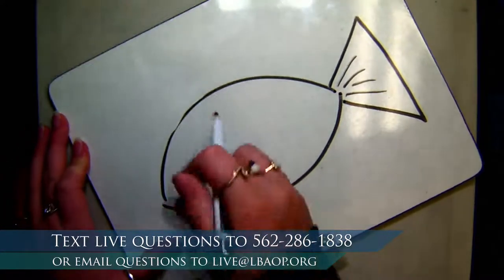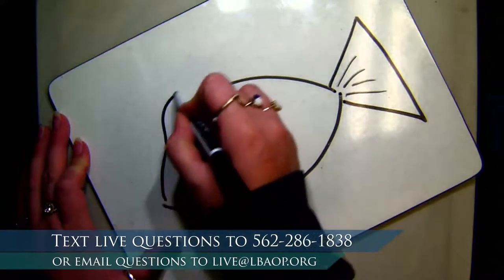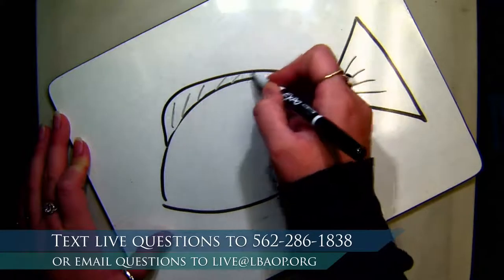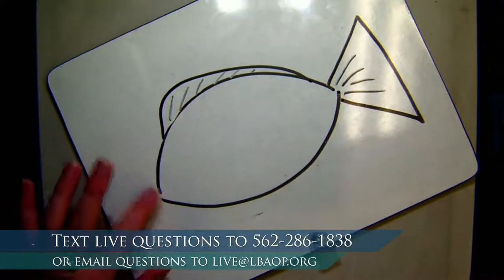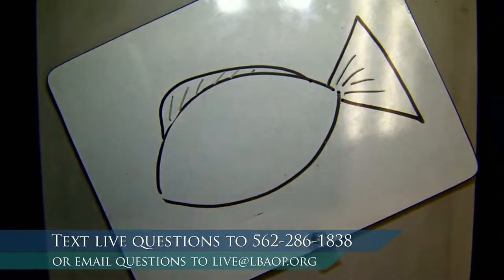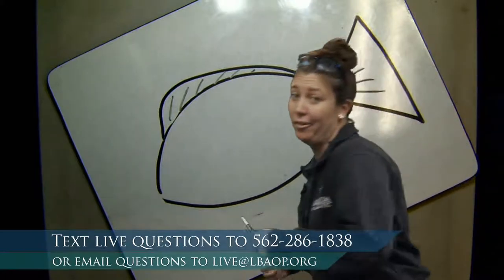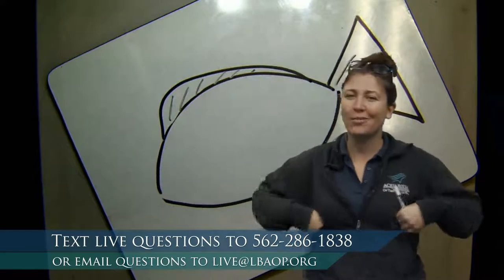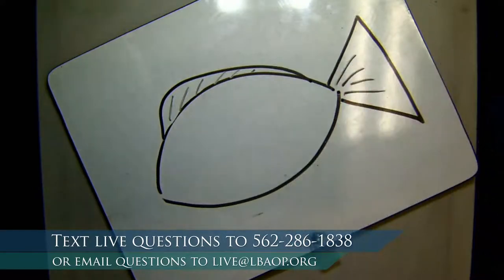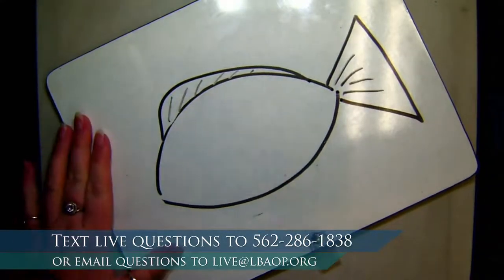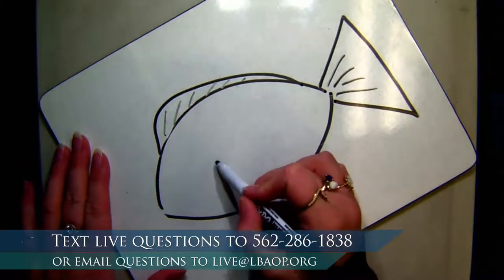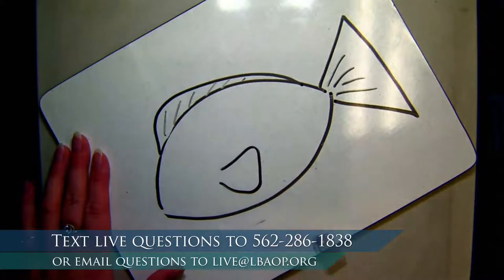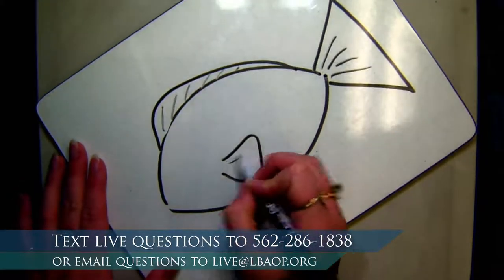Now, fish also have a big fin up top. It's called the dorsal fin. We're going to add a dorsal fin right there. How do fish move if they're not using their caudal fin? They're using their pectoral fins. And those are the two fins right here on the side of their body. So let's go ahead and add those. So there is a pectoral fin.